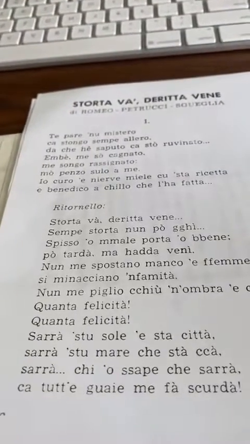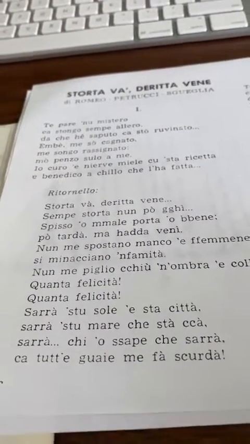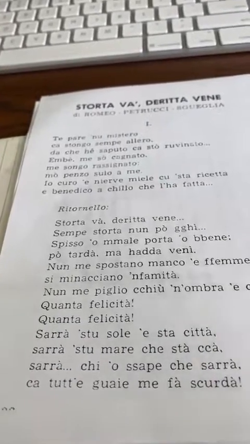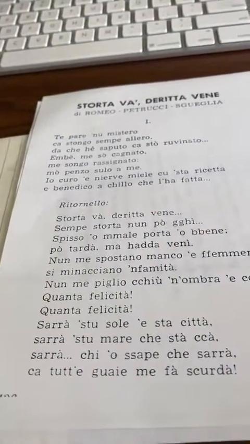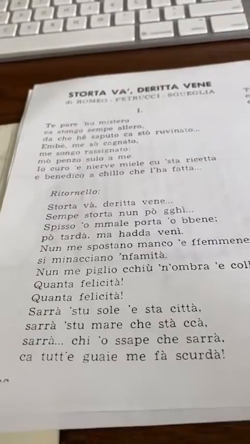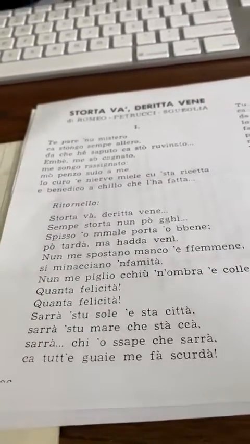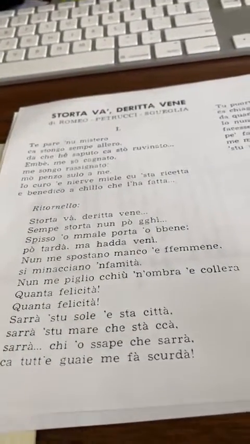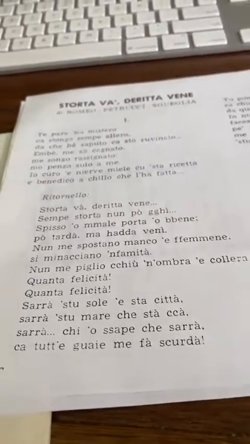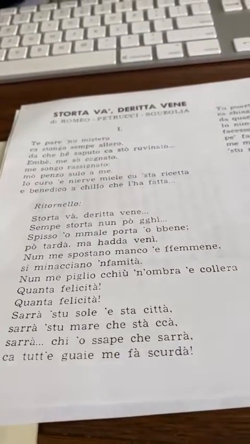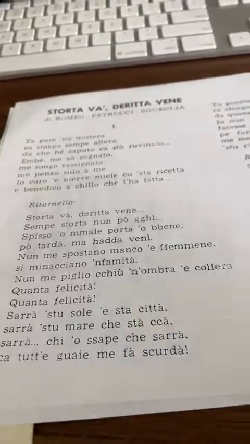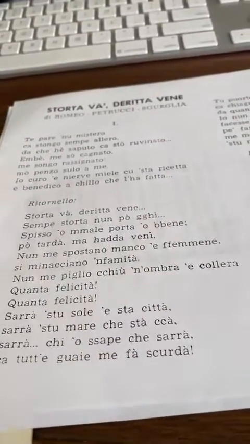So, something goes wrong, it can't always go wrong, it comes straight sometimes. It can't go always wrong. The optimism's got to come in. Spesso male, often, whatever is bad, porto bene, brings you to good times. Può tardare, it can become late, but ma ha da venire.